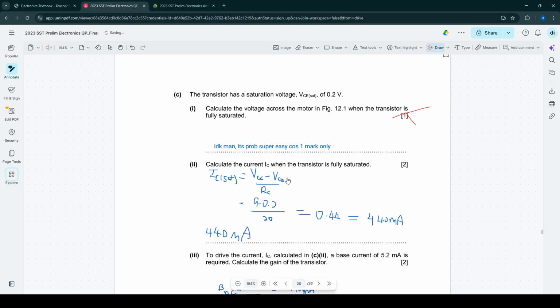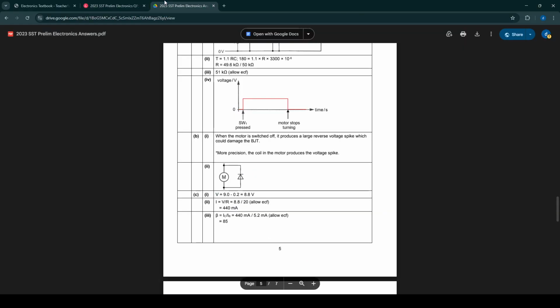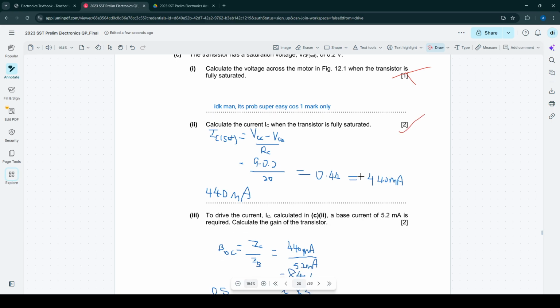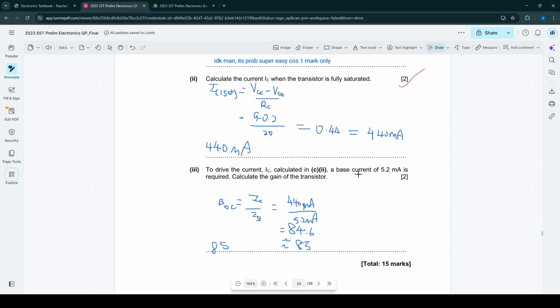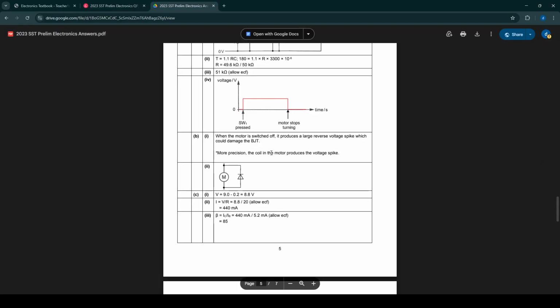Calculate the IC when the transistor is fully saturated. So yeah, this is just almost lost marks. Did you get it right? Yes. Okay. To drive the current IC, the base current needs to be 5.2 milliamps, and then we can get the gain. We know gain is IC over IB, the current at the collector divided by the current at the base. So again, it's just maths. Yep.